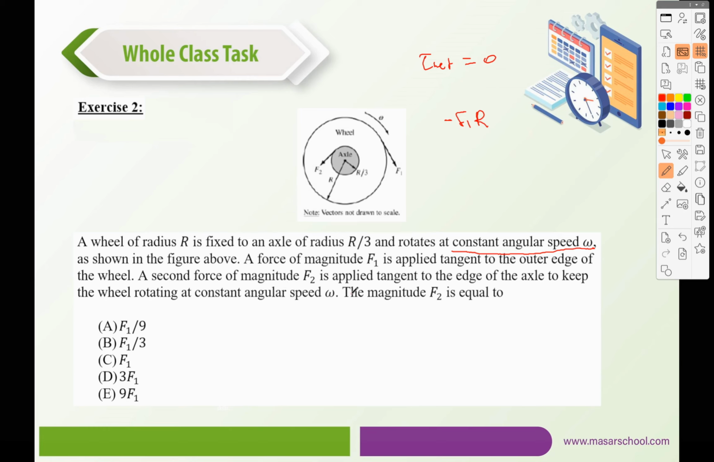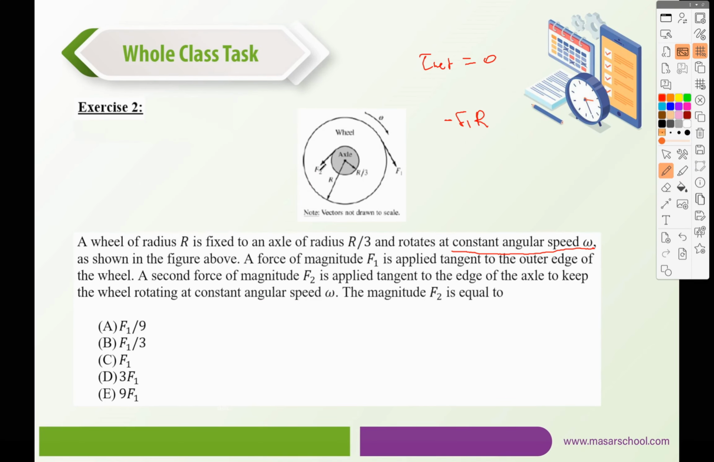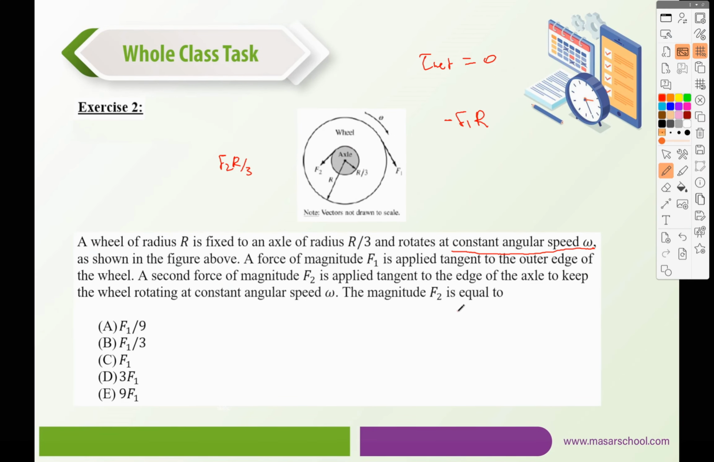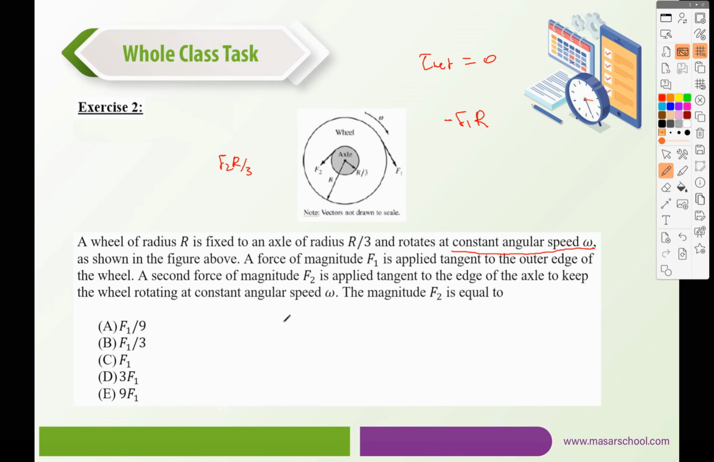A second force of magnitude F2 is applied tangent to the edge of the axle to keep the wheel rotating at a constant angular speed, which means we're in rotational equilibrium. So this force would produce a torque given by F2 multiplied by R over 3 in the positive direction. So what would be the magnitude of F2? We can directly say this torque should balance this torque, which means F2 R over 3 should be equal to F1 multiplied by R, and we're searching for the value of F2. Now R would cancel, then F2 would be given by 3 F1, which makes D the correct answer.